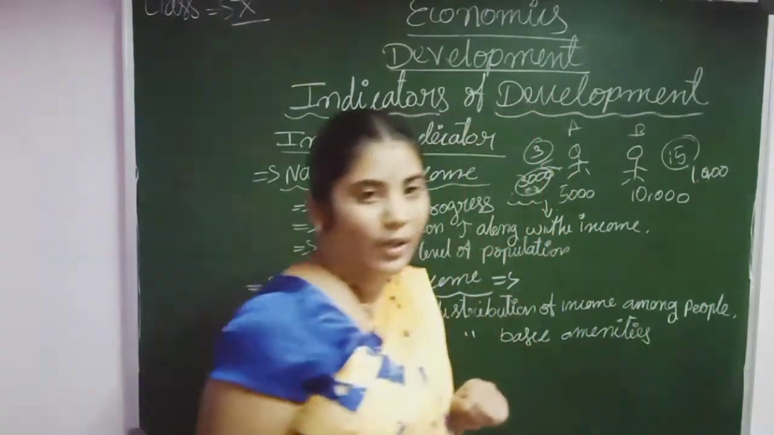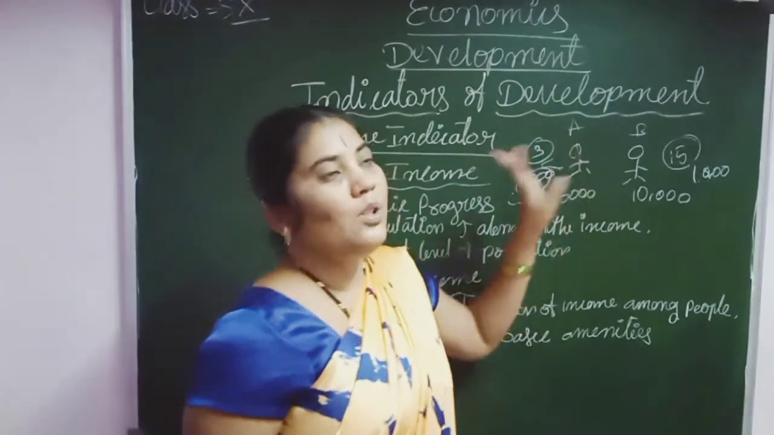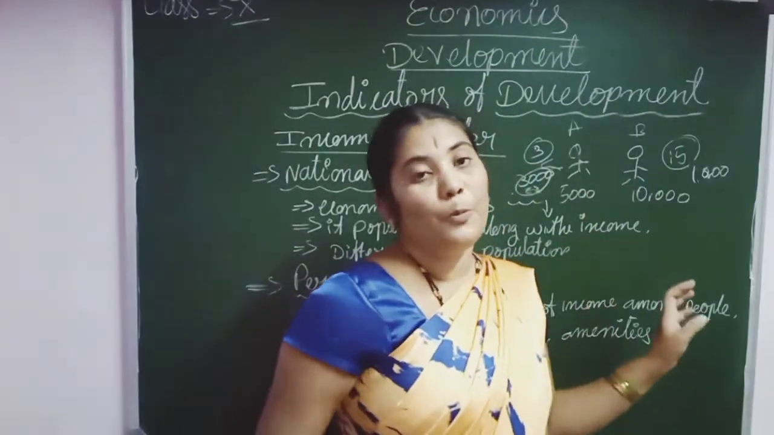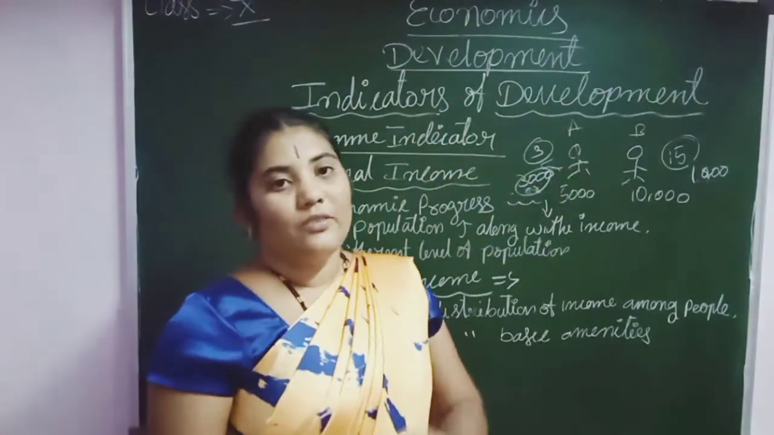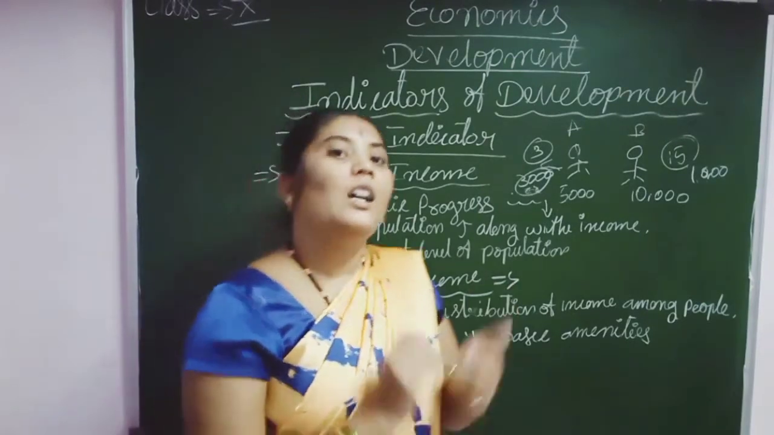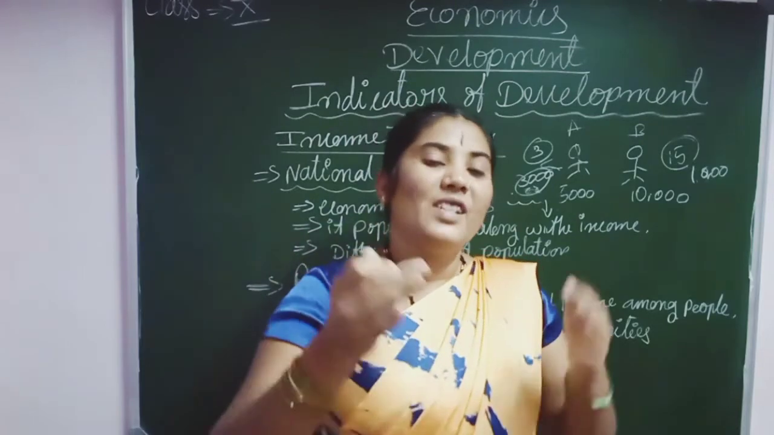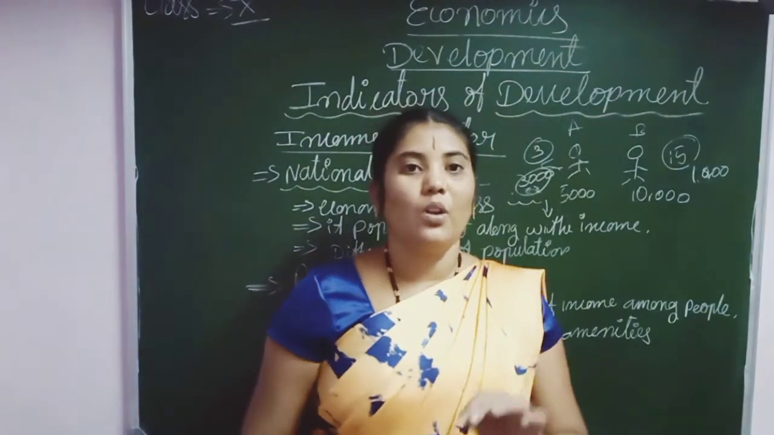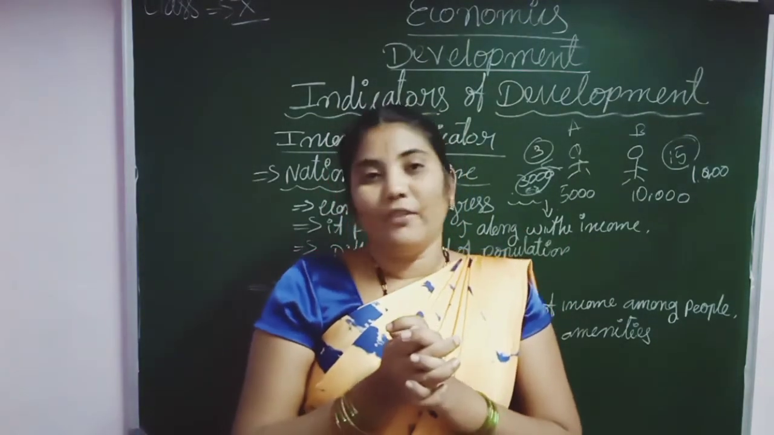So what happens here? A has the possibility to save 2,000 rupees, but B has no possibility to save. So what did we get from this example? Already I said that the country with more national income is developed and the country with very little national income is underdeveloped. But here we can calculate more microscopically.